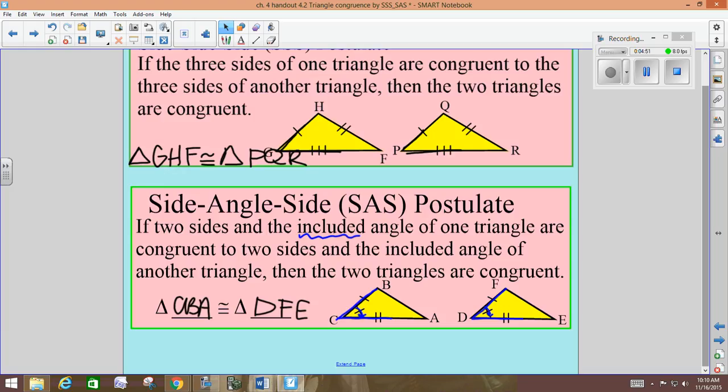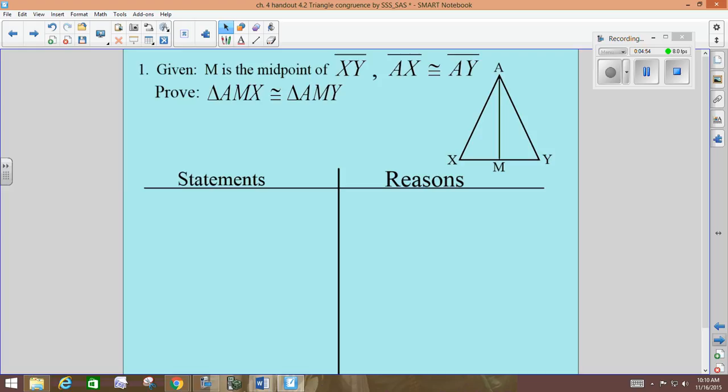All right, so our first example is a proof. Given: M is the midpoint of segment XY, and segment AX is congruent to segment AY. They want us to prove the two triangles are congruent. First step in a proof, given. Copy that down.